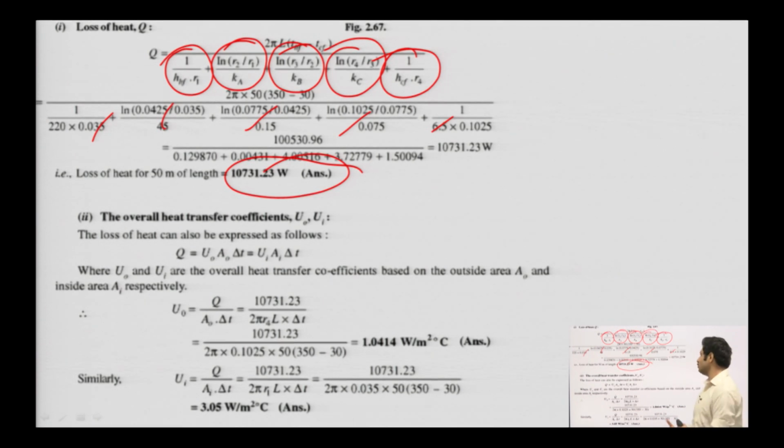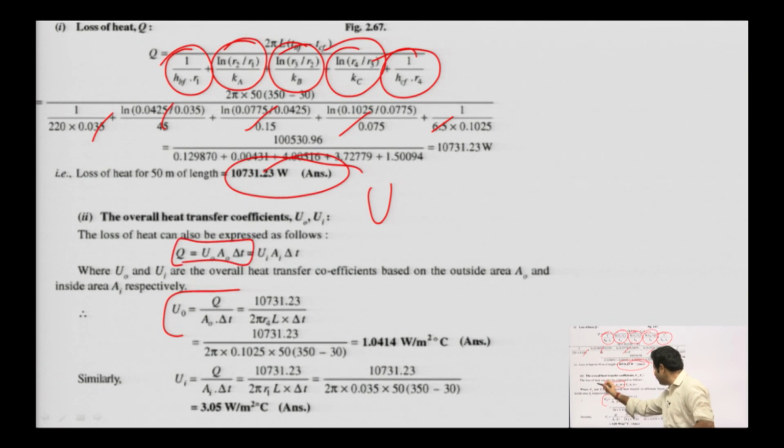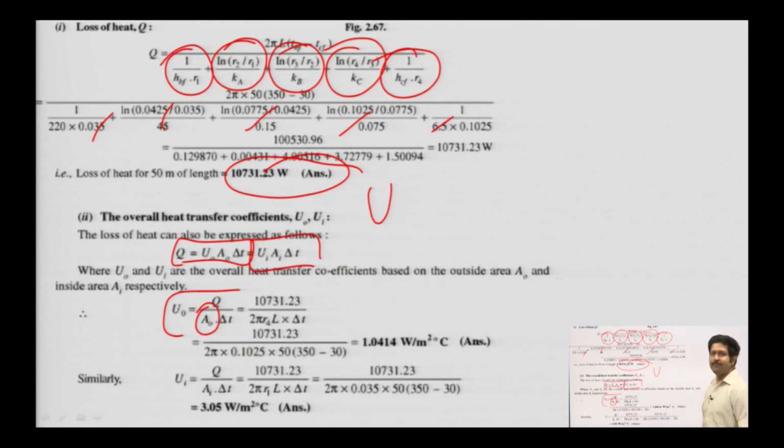And again the overall heat transfer coefficient, Uo or whatever, you know that Q is equal to UAΔT, be it outside or inside. So the formula remains the same, the only thing that changes is the area. If you have to find Uo, the overall heat transfer coefficient of the outside surface, the area has to be of the outside surface, meaning the outer radius. And if you have to find the overall heat transfer coefficient of the inner surface, the area has to be of the inner surface, meaning of the internal radius. So this is how you will calculate.